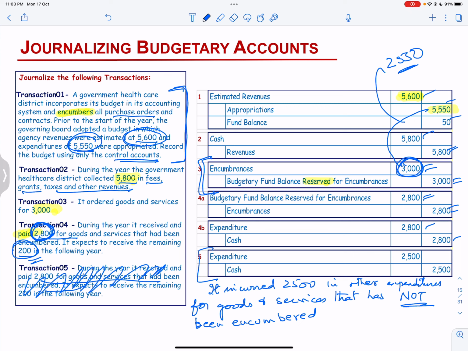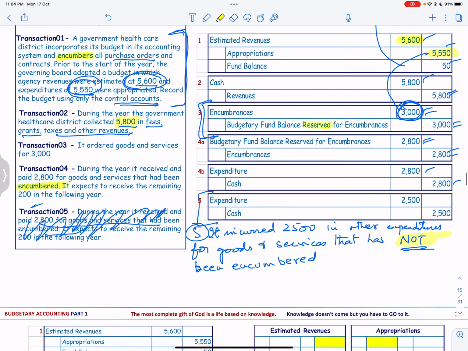Now you see in transaction number 4 there is an encumbrance, and in transaction number 5 there is no encumbrance. So in this case obviously we are just paying the amount. So for the expenditure, expenditure is debit and cash is credit. In the next slide we are going to discuss how to close these entries.